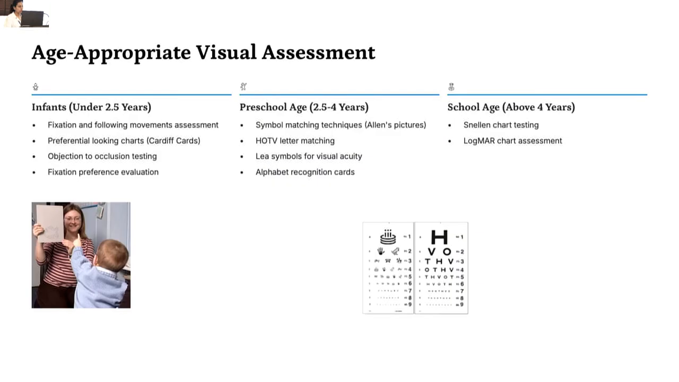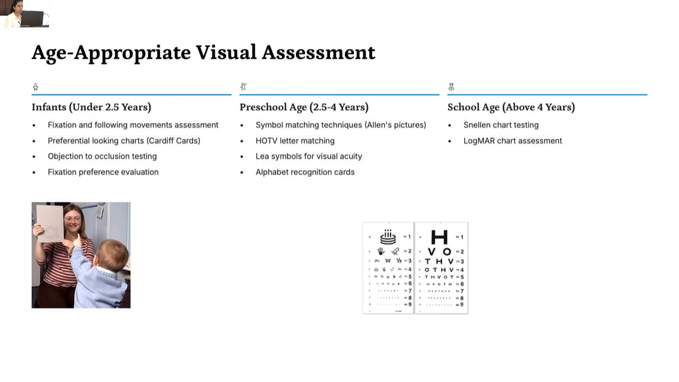So the visual assessment of any child should be age appropriate. For infants, we can follow the CSM technique, that is central, steady fixation and maintenance. We can look for movement assessment. Preferential looking charts can be taken into consideration. Objection to occlusion testing can be done, and fixation preference can also be evaluated.